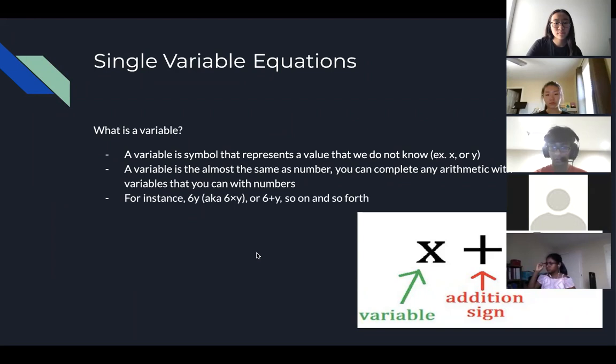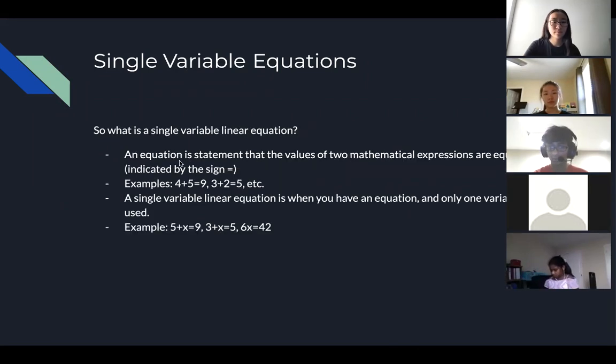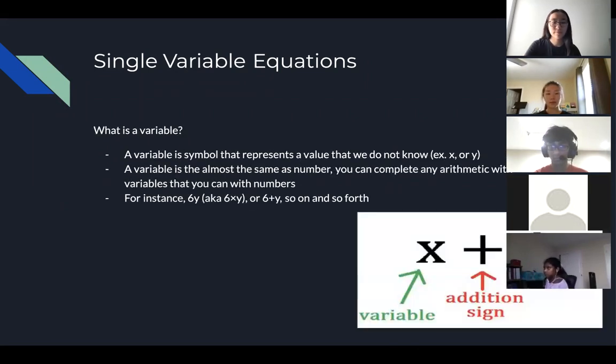You can write this down in your notebook if you want to take notes. Actually, I recommend that you take notes. Do you want us to wait a little bit so you can do that? Okay. So basically a variable is almost the same thing as a number, and you can do any arithmetic that you want with it that you can do with a regular number.